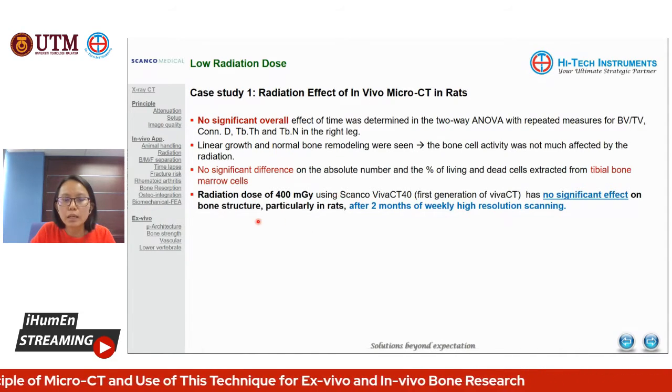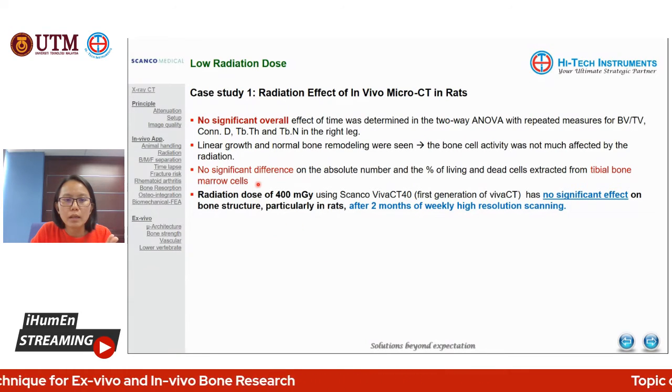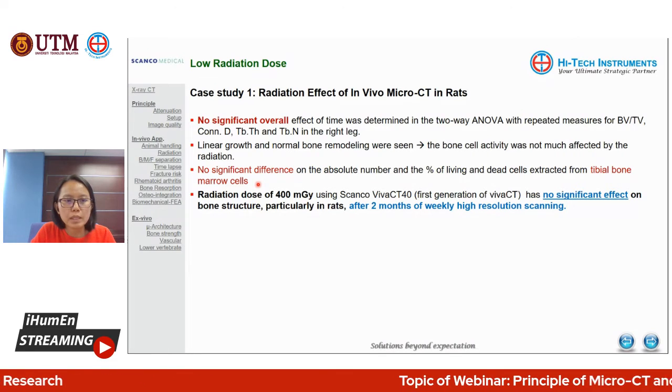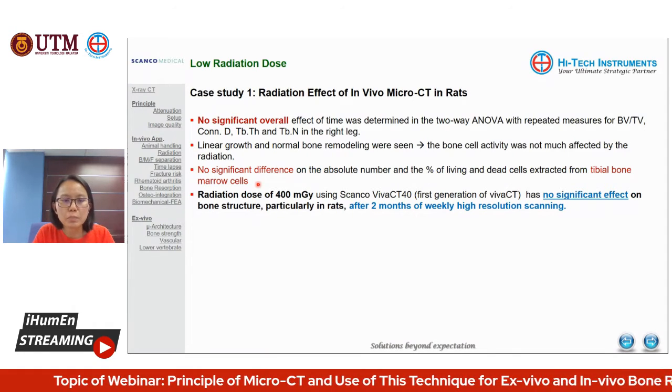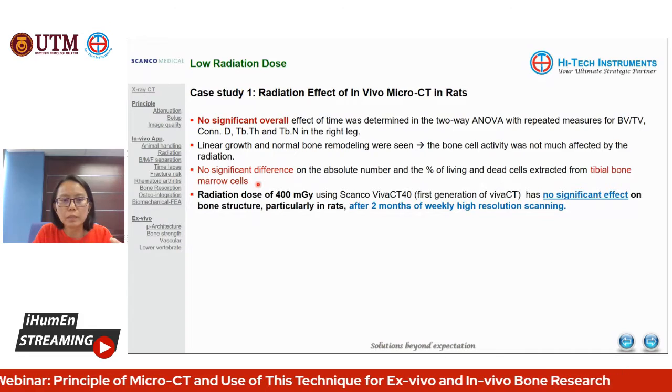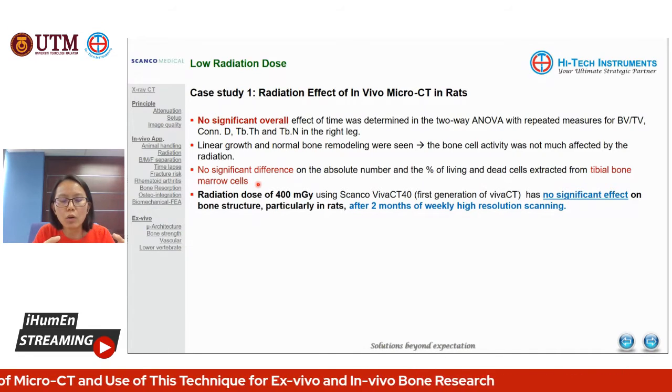So this could be a value that we can set for an animal if you are doing a similar kind of study. Make sure that your experiments are designed by limiting the radiation exposure to the animal to less than or around 400 milligray.